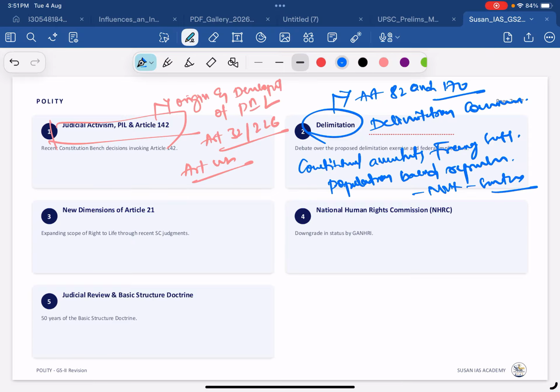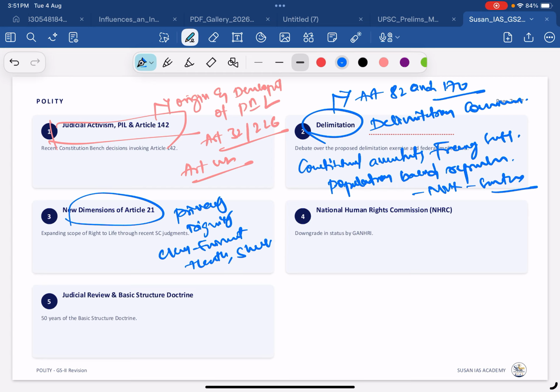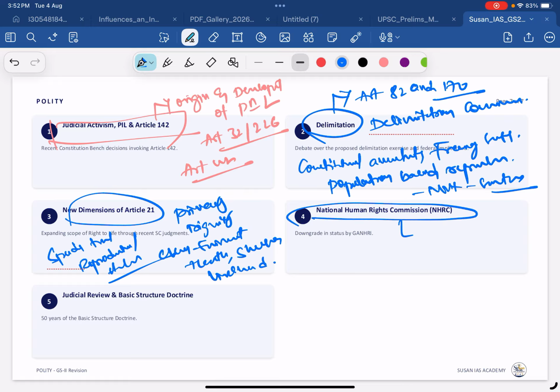Okay, and what are the new dimensions of Article 21? Privacy, dignity, clean environment, health, shelter, livelihood, speedy trial. Then, most important, reproductive and autonomy rights, and recent expansion through Supreme Court judgments. Okay, right. And the National Human Rights Commission also.